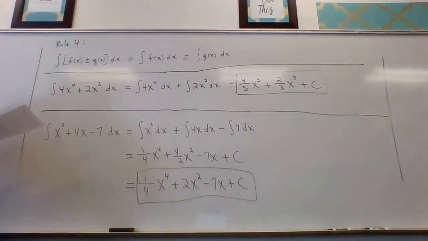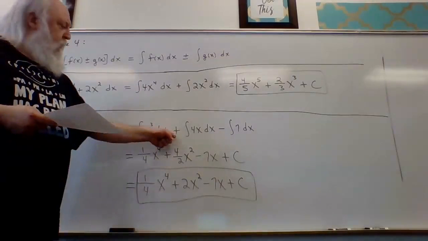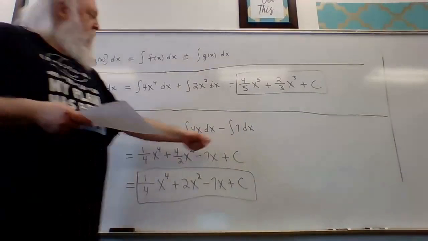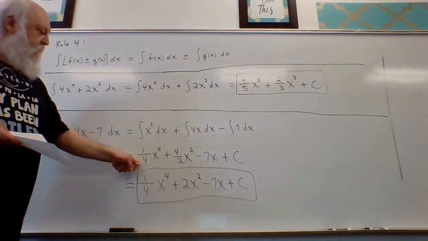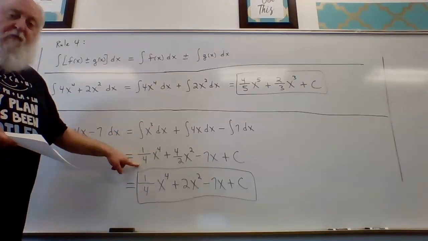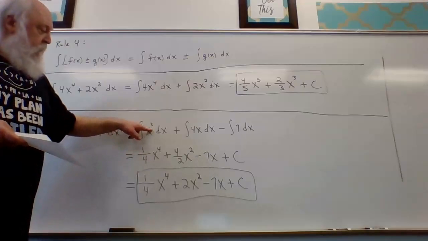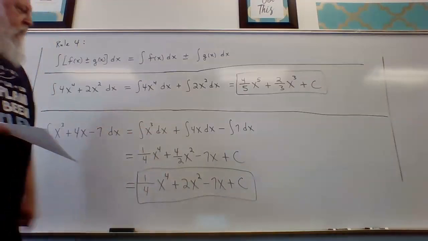In example 2, we've got to find the antiderivative of x cubed plus 4x minus 7. So we can find the antiderivative of this function term by term. This is equal to the antiderivative of x cubed plus the antiderivative of 4x minus the antiderivative of 7. Well, the antiderivative of x cubed is 1/4 x to the fourth, right? You add 1 to the exponent, divide by the new exponent. So the new exponent is 4, so we have 1/4 times x to the fourth as the antiderivative of x cubed.